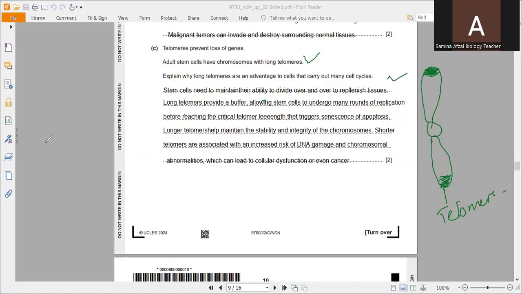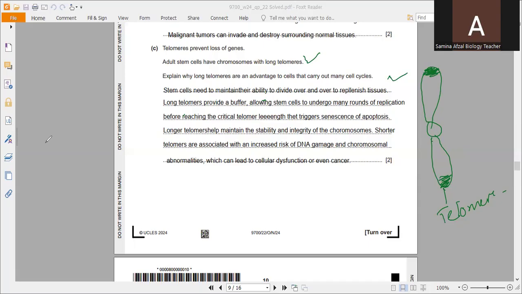So the stem cells' ability to divide should be maintained. The long telomeres provide a buffer, allowing stem cells to undergo many rounds of replication. As the cell has to divide again and again, it has to replicate again and again. After every replication there is loss of the ends of the chromosomes, but there is no loss of DNA, only the loss of telomere takes place. This allows stem cells to undergo many rounds of replication before reaching the critical telomere length that triggers senescence or apoptosis. So long telomeres maintain the stability and integrity of the chromosome.